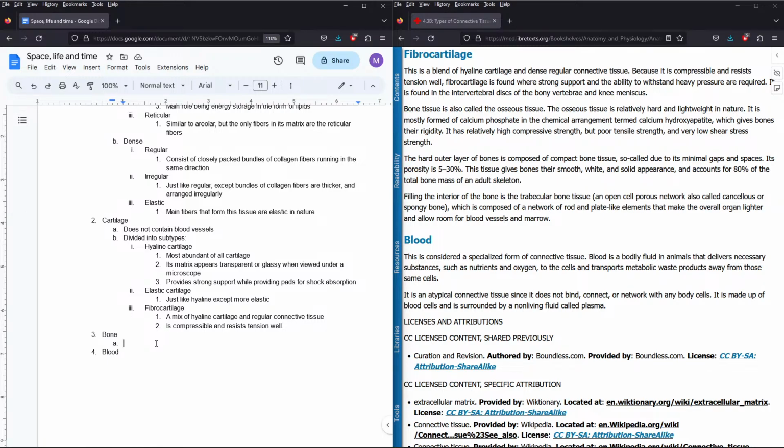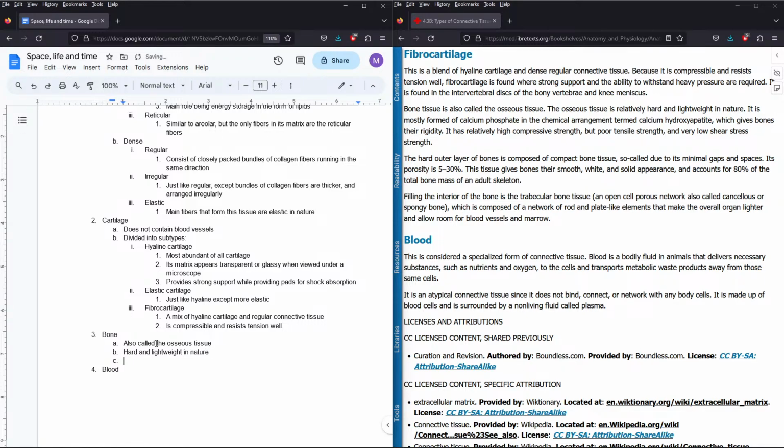Bone tissue is also called the... I am not pronouncing that tissue. That's the alternative name for bone tissue. The I-am-not-pronouncing-that tissue is relatively hard and lightweight in nature. The word relatively always cracks me up, because you can say relatively to anything. I always use it that way. It's hard and lightweight.